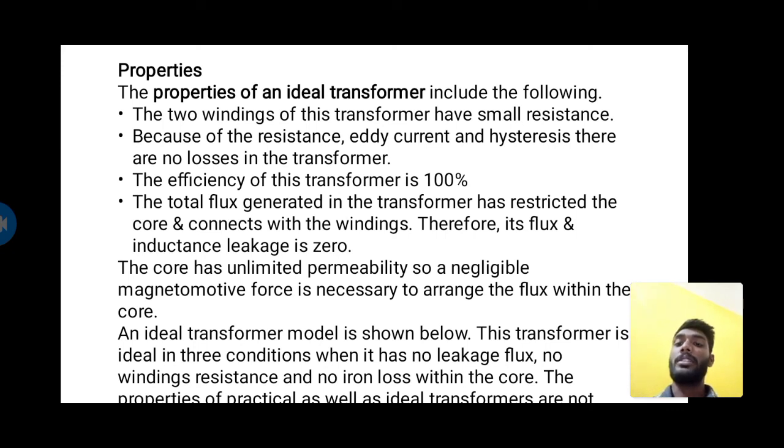The magnetomotive force necessary to set up the flux within the core is negligible. The ideal transformer model is shown below. The transformer is ideal under three conditions: it has no leakage flux, no winding resistance, and no iron loss within the core. The properties of practical as well as ideal transformers.